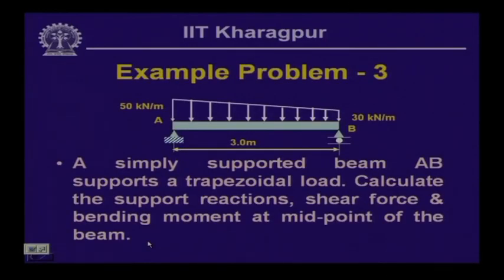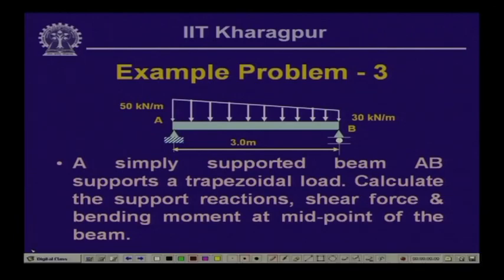Well, let us look into another example problem. Now, here the load is varying linearly, but as we had seen earlier, it is in the form of a trapezium, where here we have 30 kilonewton per meter as the load, and here we have a load of 50 kilonewton per meter, and the length of the beam is 3 meters.